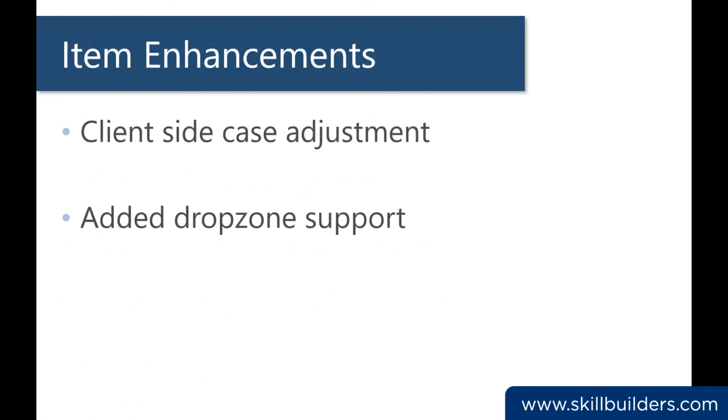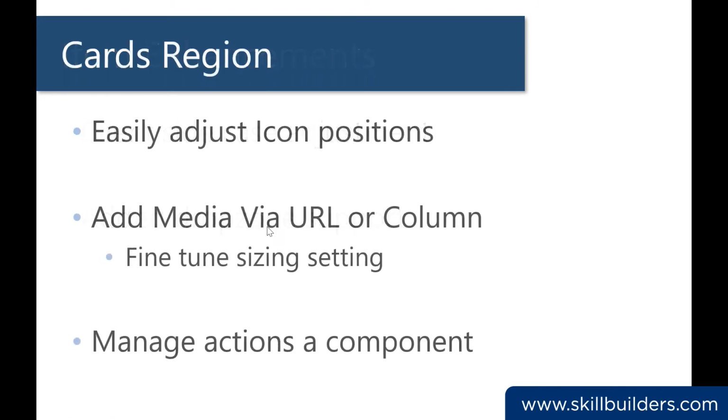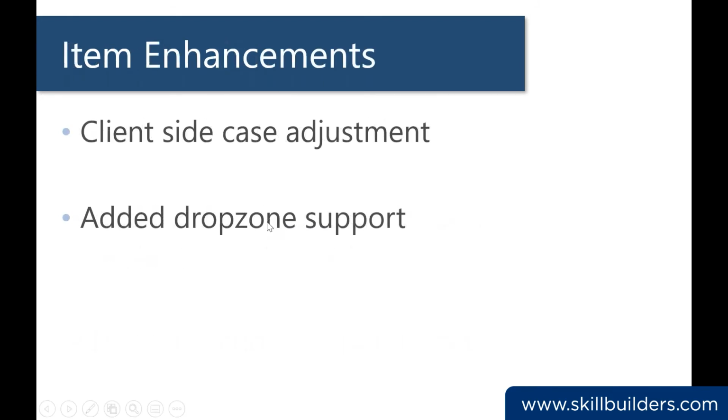There are a couple of item enhancements that I'd like to look at: a client-side case adjustment, and also added support for drop zone. So what exactly are those? The client-side case adjustment is just an extension of some attributes that have been added to the text field, and I think text area, but I want to show you that it could be added to anything, and I want to show you how. So what does that mean?